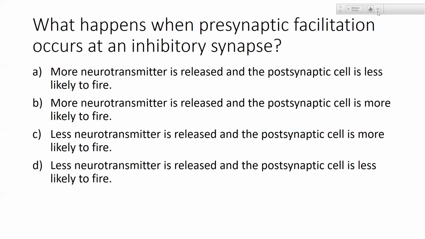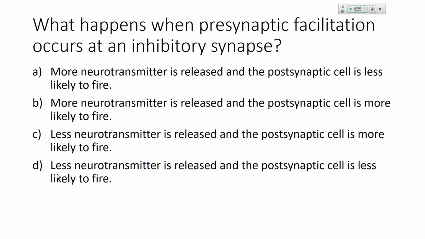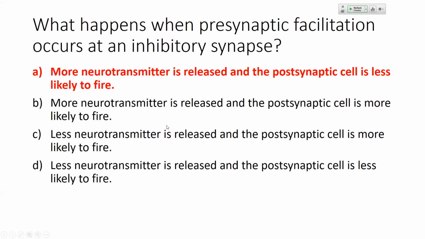All right, let's see what we got here. So presynaptic facilitation. So we have most persons saying D. And the correct answer here is more neurotransmitter is released and the cell is less likely to fire an action potential, right? The postsynaptic cell.